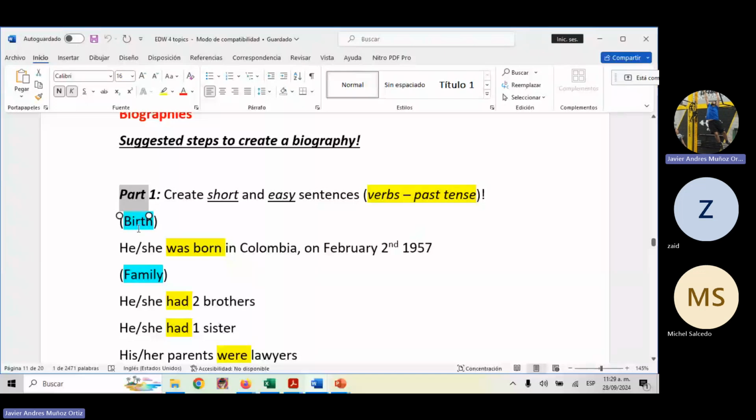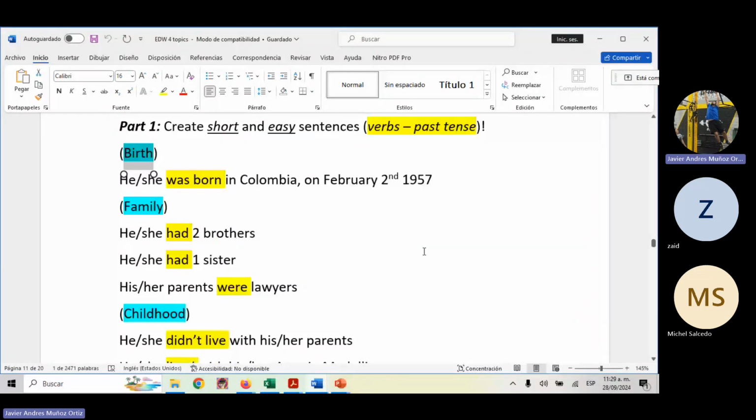For example, with his birth, he was born in Colombia. This is simple past tense. We already studied that with verb to be on Wednesday, and this is an example of that. He was born in Colombia on February 2nd, 1957. This is just an example. About the family, once again, short and easy sentences. This is the first step. For example, Mariano Spina Perez had two brothers. Mariano Spina Perez had one sister. Mariano Spina Perez, or more precisely, his parents were lawyers. I'm just guessing words. I'm not sure. I don't know Mariano Spina Perez's life, so I'm just guessing. But this is just an example, okay?